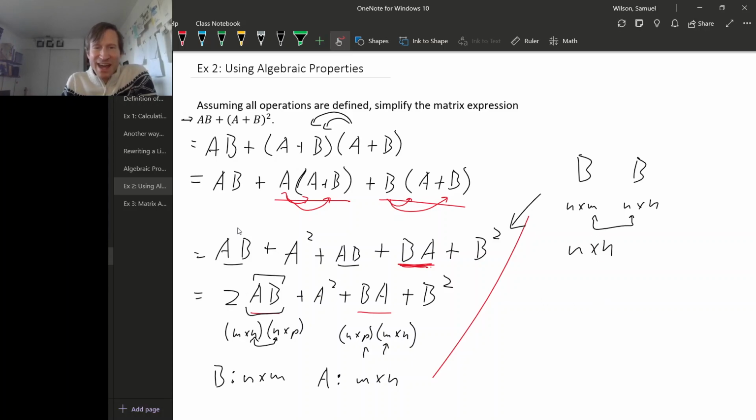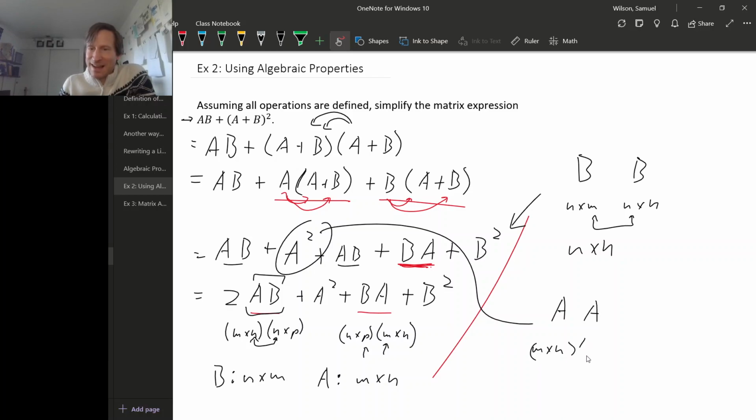And the same thing goes for A. Here we have A squared, which is A times A. So this is m by n and m by n. So these inside sizes had better be the same, and so n is equal to m, which we knew before from up here. So A is also n by n. So the only way for this expression to be defined is if A and B are the same size and both square matrices, with the same number of rows as columns.